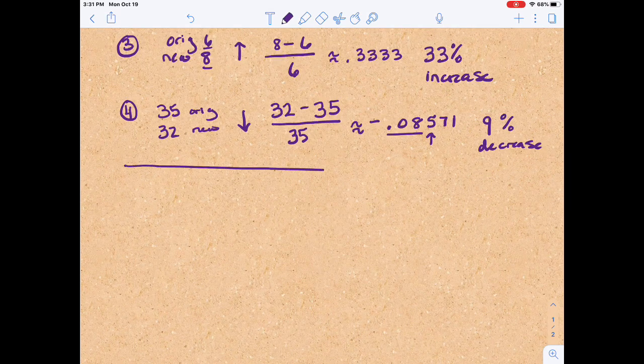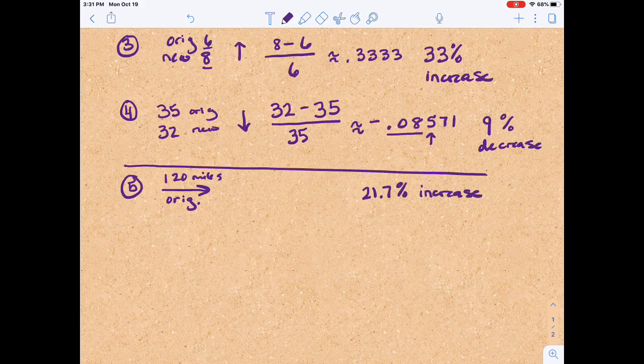All right, let's go on now to number 5. It's a little tricky because they give you the percent and you have to figure this out. The distance from Phoenix to Tucson is 120 miles. That's our original. And then it says that the distance from Phoenix to Flagstaff is about 21.7% longer, so it's an increase. And we actually have to find out what the distance from Phoenix to Flagstaff is.